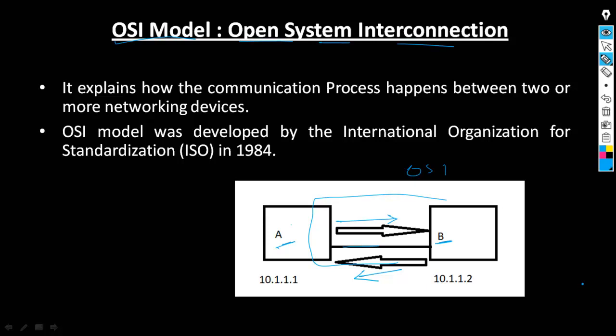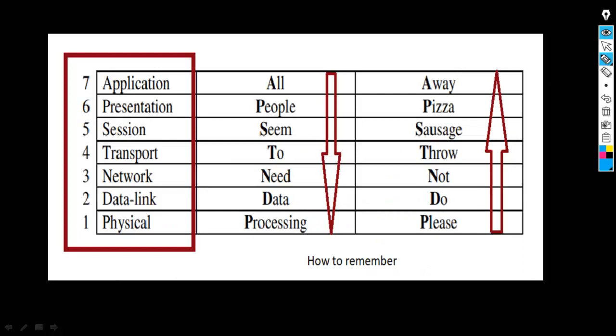So now we will see what are the various layers in the OSI model. The OSI model consists of 7 layers and each layer defines a specific network function. As you can see here, we have 7 layers. First one is physical layer, then data link layer, network layer, transport layer, session layer, presentation layer and application layer.